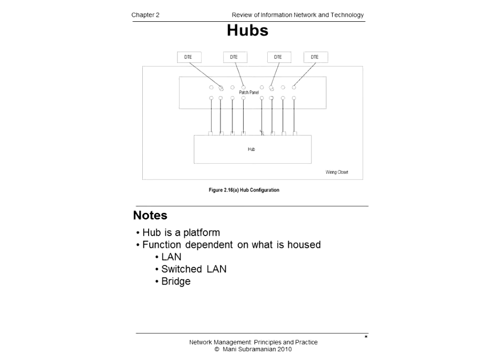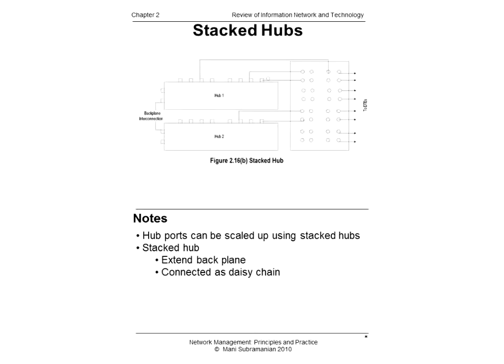This is the hub, which is a platform, and its function depends on what is housed, that is LAN, switched LAN or bridge. This is the stacked hub. So hub ports can be scaled up using stacked hubs. So stacked hubs basically extend the backplane and it is connected as a chain.